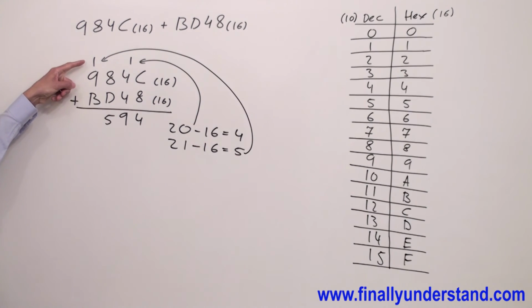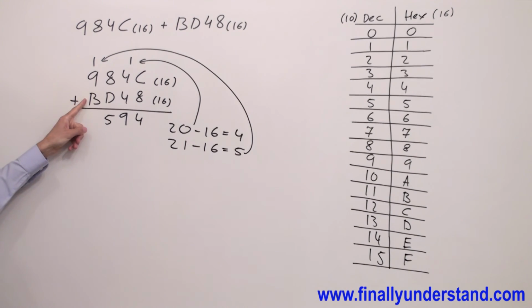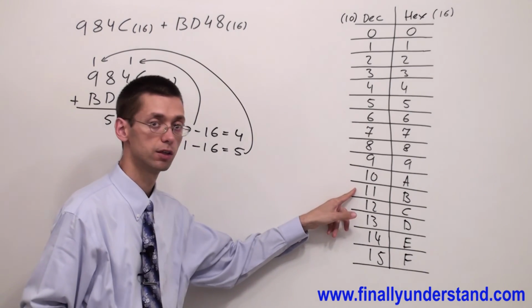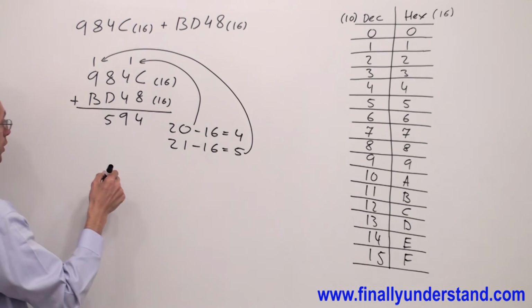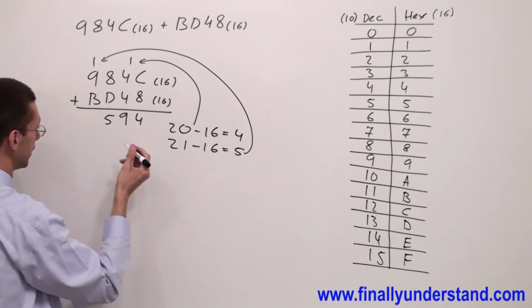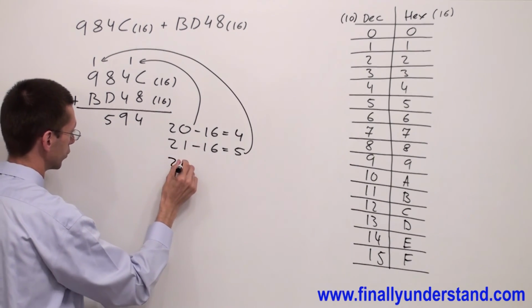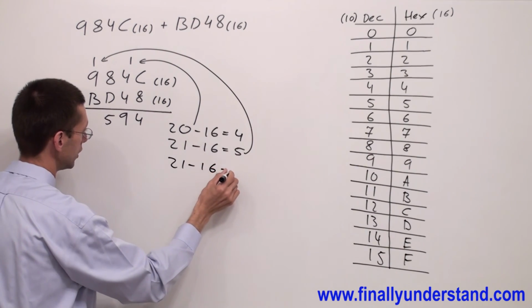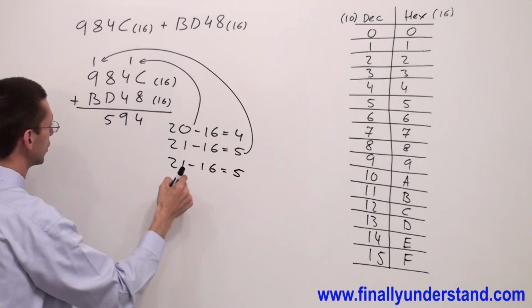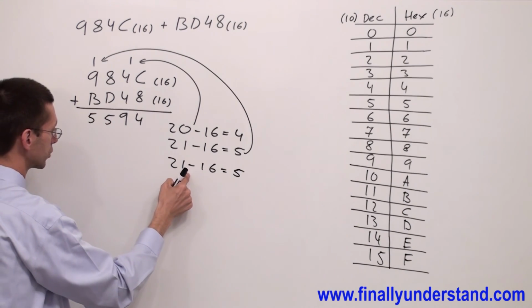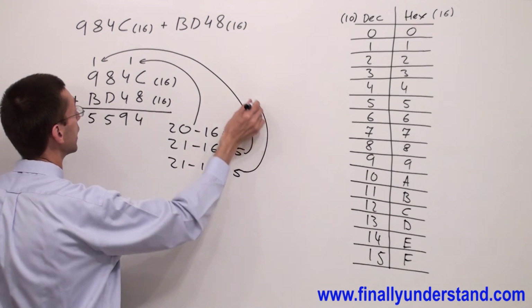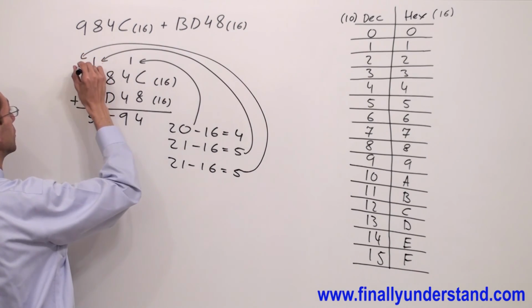I have 1 plus 9 is equal to 10. 10 plus B, B is 11, is equal to 21. Okay, again I'm supposed to perform the subtraction. I have 21 minus 16, this is again equal to 5. And because I performed the subtraction, I'm supposed to carry off 1 to the next column.